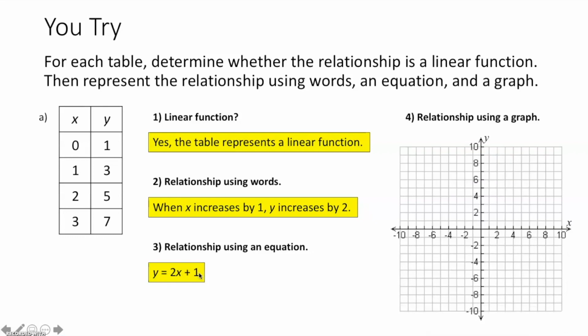Awesome. Now, on our graph, we can see that we're going to plot each of these points. So 0, 1: we go over 0 on the x-axis, up 1 on the y-axis, put a point. 1, 3: we go over 1 on the x-axis, up 3 on the y-axis, put a point. 2, 5: we go over 2 on the x-axis, up 5 on the y-axis, put a point. And then 3, 7: we go over 3 on the x-axis, up 7 on the y-axis, put a point.